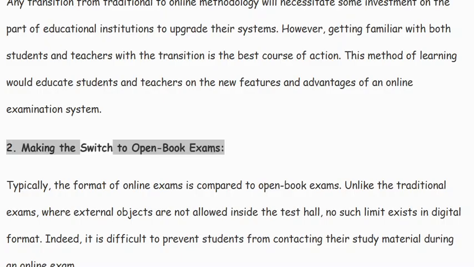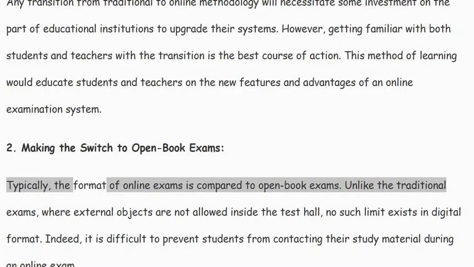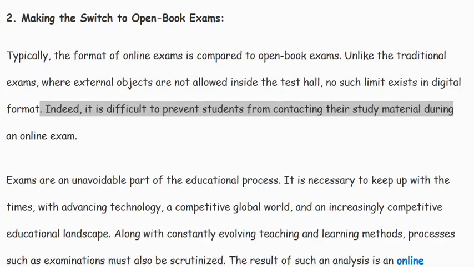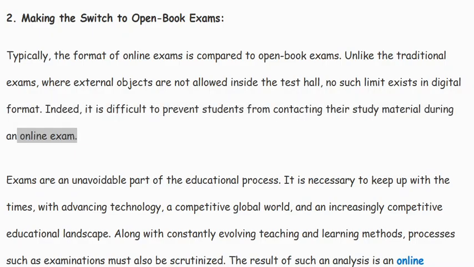2. Making the switch to open book exams. Typically, the format of online exams is compared to open book exams. Unlike the traditional exams, where external objects are not allowed inside the test hall, no such limit exists in digital format. Indeed, it is difficult to prevent students from contacting their study material during an online exam.